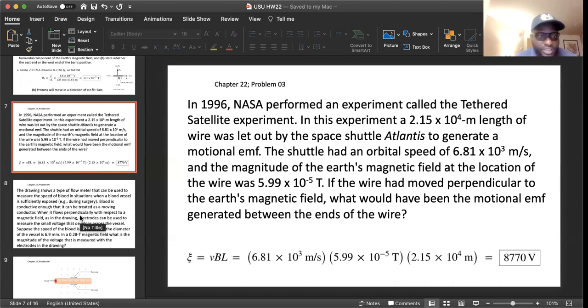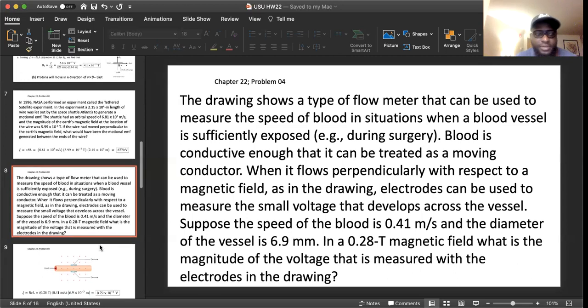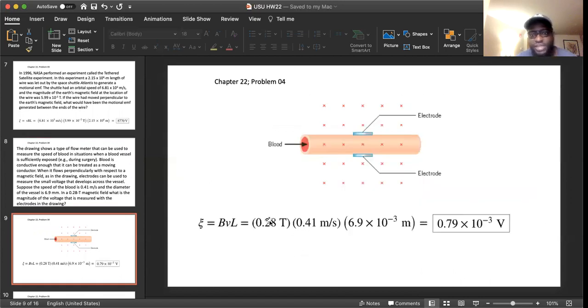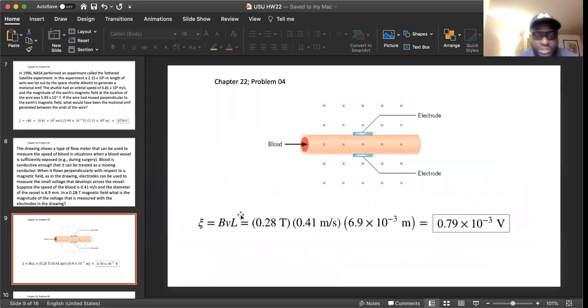The same thing for the next problem. You can see here, all you need to do is get the B, get the v, and get the L. That's given, which is the diameter in this case. So you're going to say BvL for this. This is chapter 22, problem 04. We are seeing the magnitude of the voltage that is measured with electrodes in the drawing. So the voltage that's going to be measured is the induced EMF, which is this.